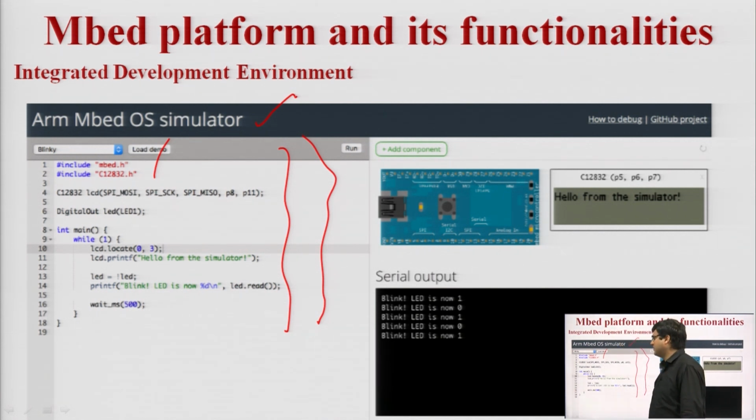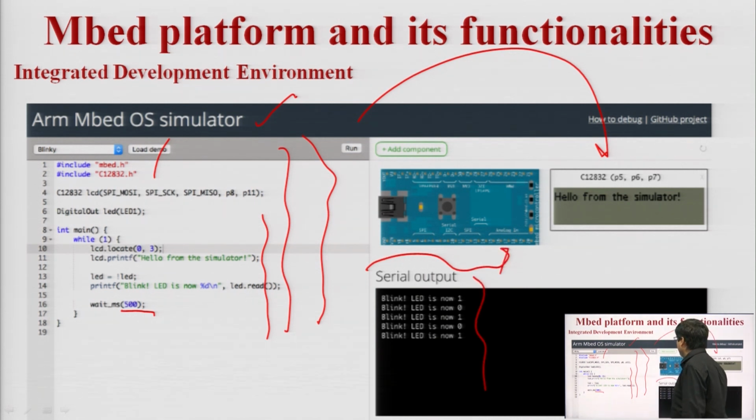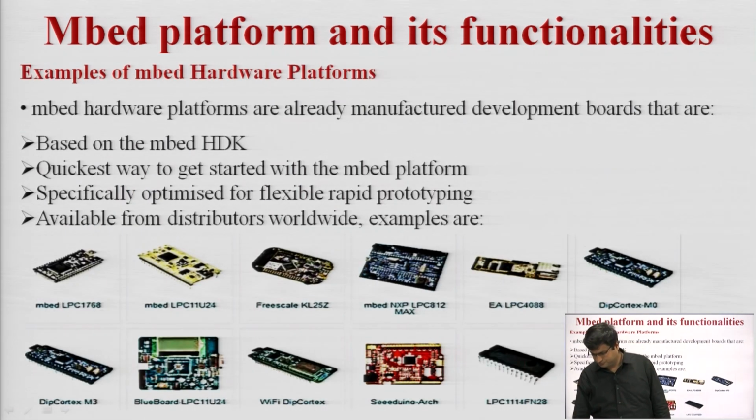There are a lot of libraries available. It is easy to understand, easy to use. Basically this is a program. You can see the blink LED program. It has a 500 millisecond delay, and you can write the program in the Mbed OS simulator, debug it, and deploy it, and in a hardware development kit you can run the program. So this is the output. You can check the output and debug it; all the functions are available in the Mbed platform.